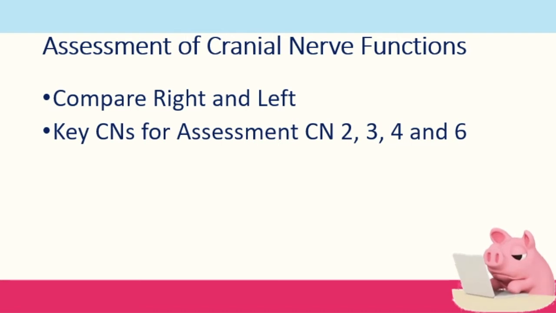Now, the key cranial nerves that you need to assess are cranial nerves number 2, 3, 4, and 6. Again, it's cranial 2, 3, 4, and 6. Now, you should have already noted that the left half of the brain is controlling the right side of the body and vice versa. So, damage on the right side of the brain will cause problems on the left side of the body.